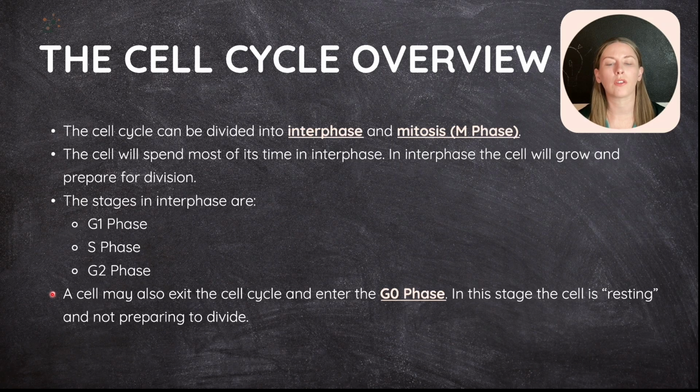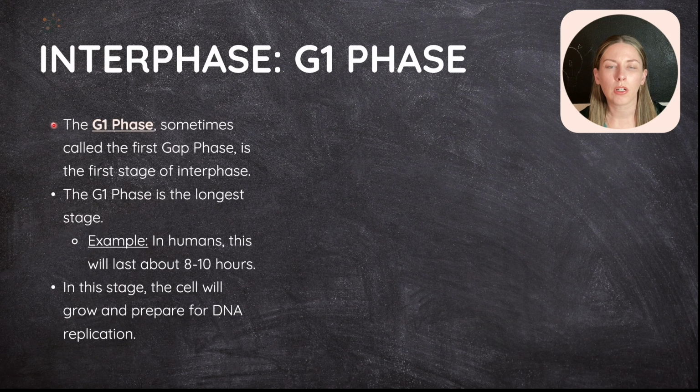Let's take a closer look at the first stage of interphase, G1. The G1 phase, also called the first gap phase, is the first stage of interphase. It will also typically be the longest phase of the cell cycle. For example, in humans, this will last about 8 to 10 hours, and during this time, the cell grows and prepares to replicate its DNA.